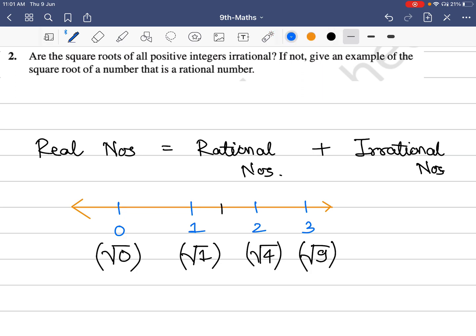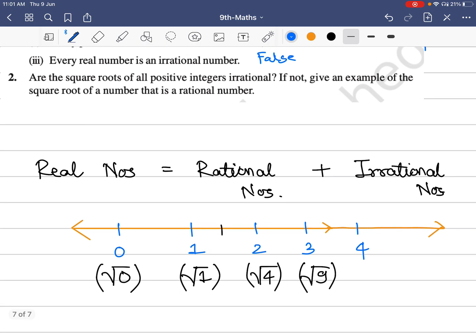Let me in fact extend this number line here. And we have this 4 here. So this is a positive integer 4. If I take a square root of 4, I am getting 2. So is 2 an irrational number? No, it's a rational number which can be expressed in the form of p by q. So are the square roots of all positive integers irrational? It's not a true or false question, it's a yes or no question. So no. And if not, give an example of a square root of a number that is a rational number.